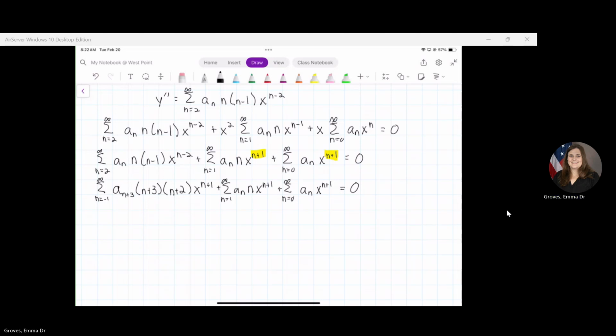So now all my x's have the same exponent, but I can't just combine my summations yet because of what? Yeah, the indices. Any idea how we can handle that situation? Bless you.